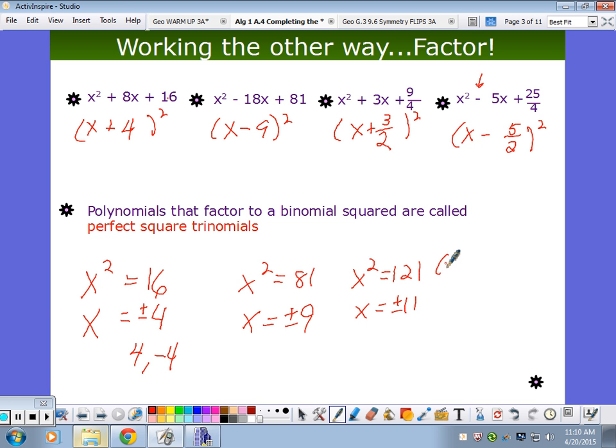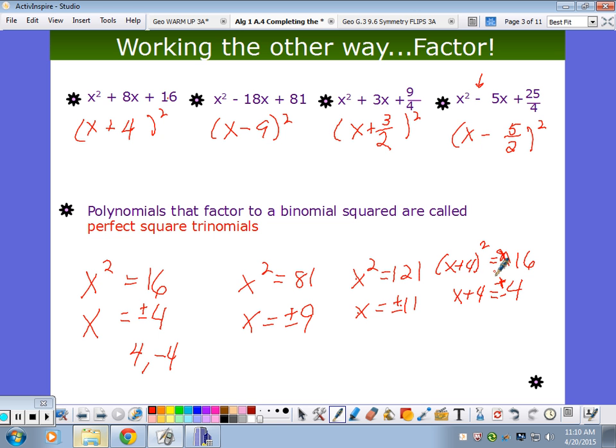Okay, now listen carefully. If x plus 4 squared equals this, I'm going to make it a little bit easier. X plus 4 squared equals 16. What's x plus 4? How'd you get from here to here? You take the square root, right? So what's the square root of that? Four. Or? Plus or minus 4.